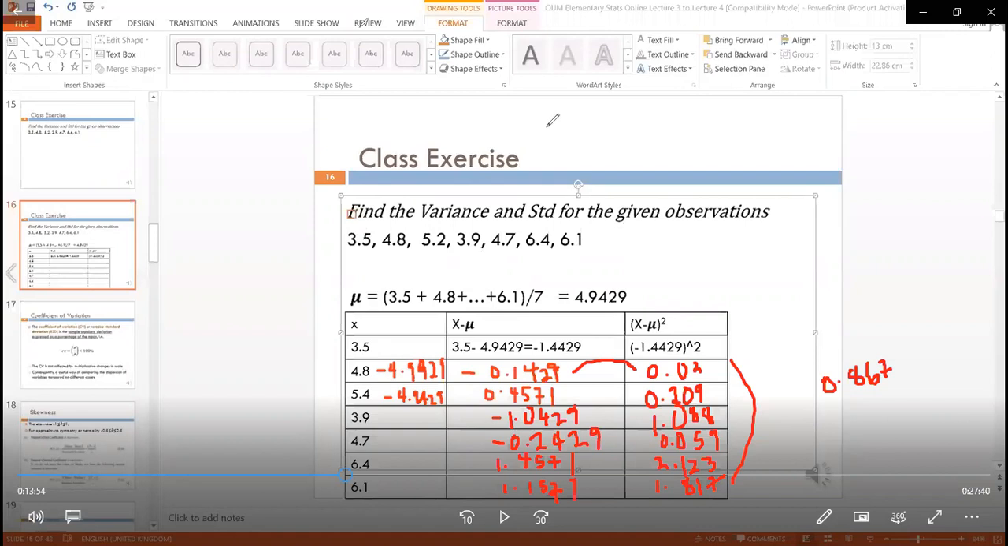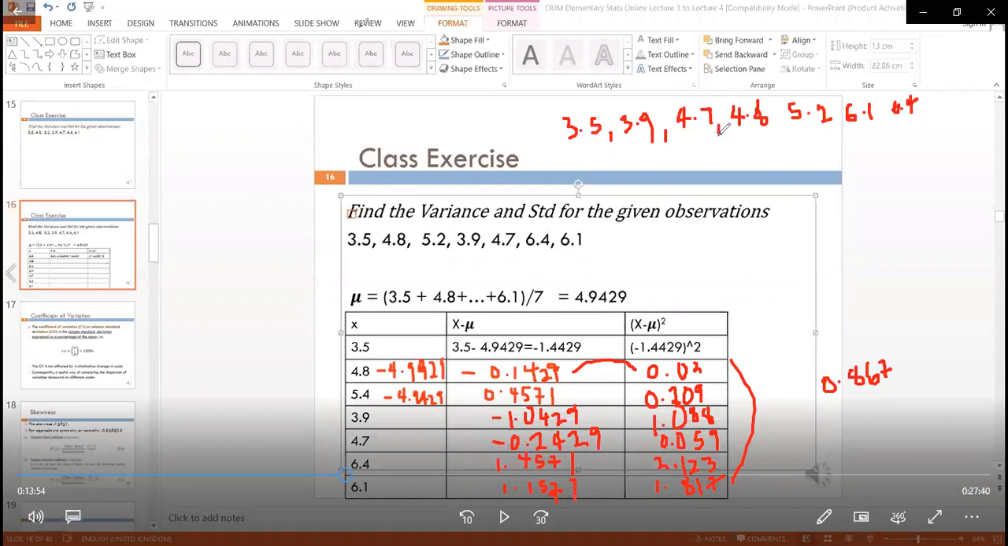To do that, you need to rearrange the data first in ascending order, like we saw in the first class. So that will be 3.5, next 3.9, next 4.7, then 4.8, then 5.2, then 6.1, and then 6.4.